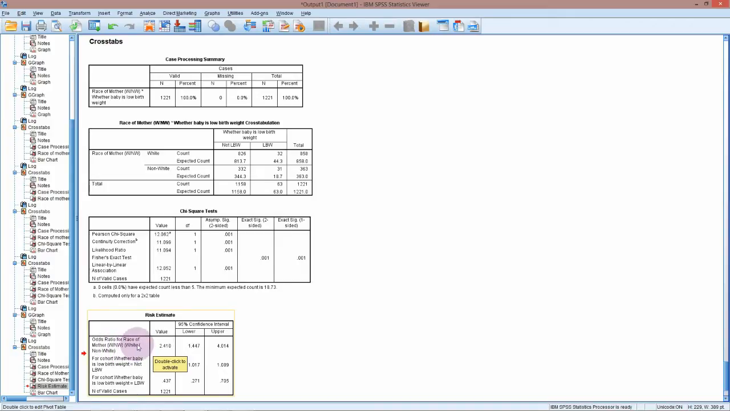Now, if you needed this to come out in a different order, I think this is easier to understand. I think it's better to have your odds ratios being greater than one than being less than one. But if you needed to have this come out in a different order, then you could recode the white and the non-white to be in a different order, or you could recode the not low birth weight and the low birth weight to be in a different order as well.